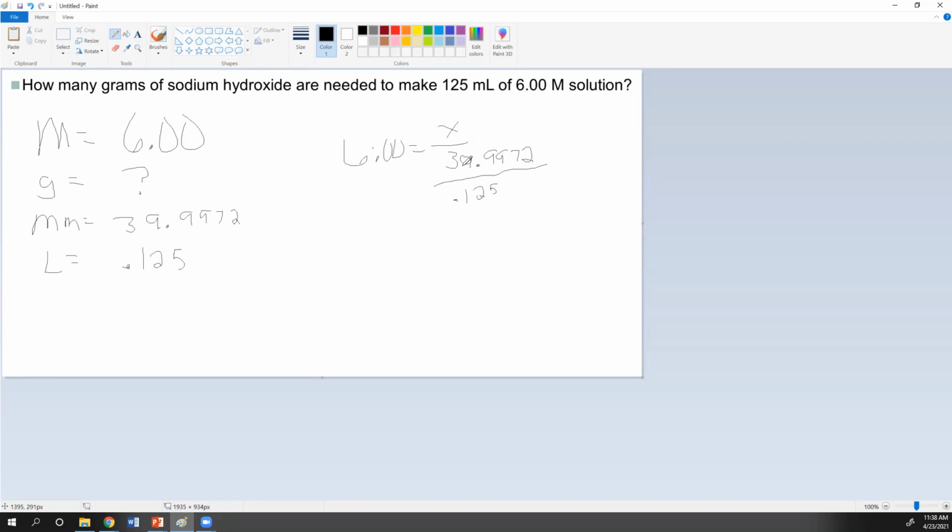39, yeah, I tried to fix it. So how would I solve this one out? This is the only spot where this really gets difficult. Multiply everything. Do 6.00 times 0.125 times 39.9972. As long as you multiply them all together, it doesn't matter which order you multiply them in. So what's the answer? 30.0, and that's grams of NaOH.